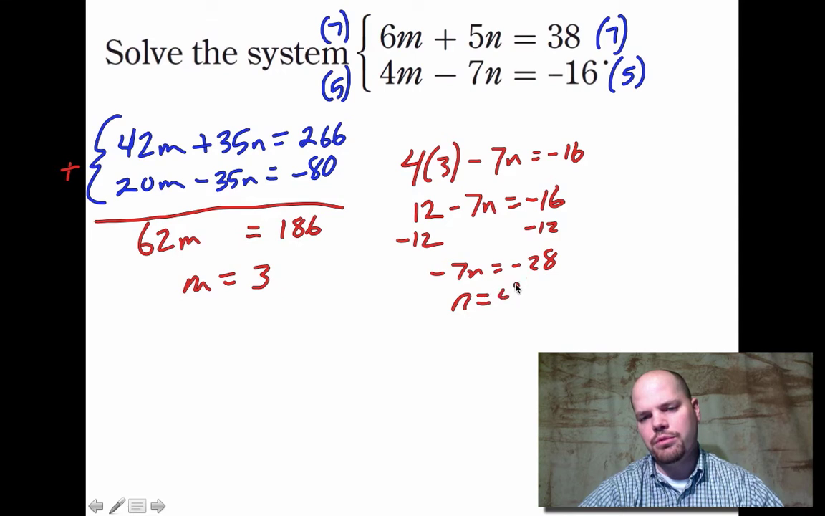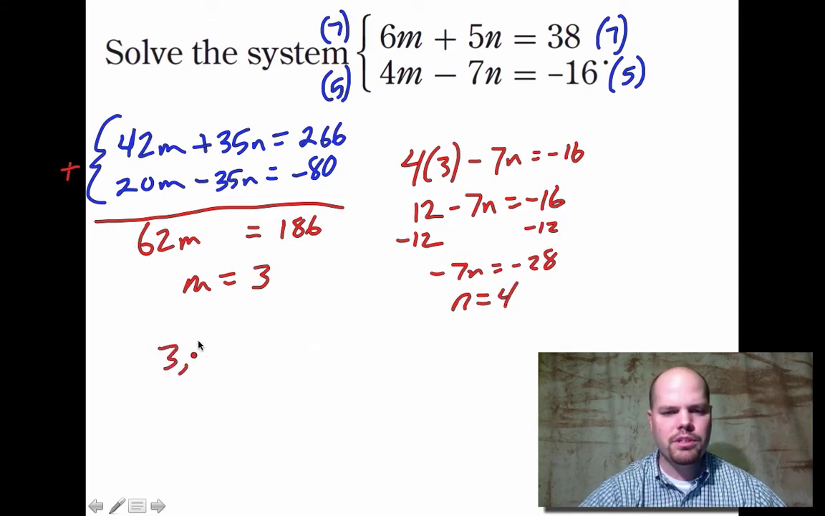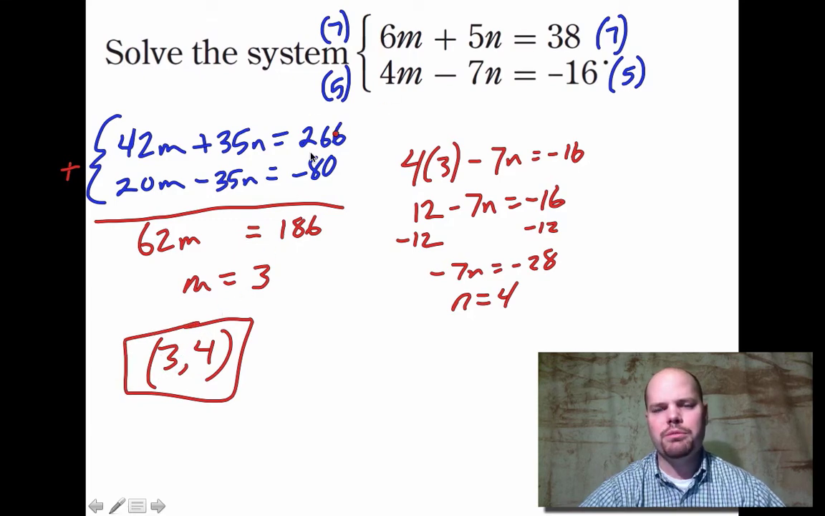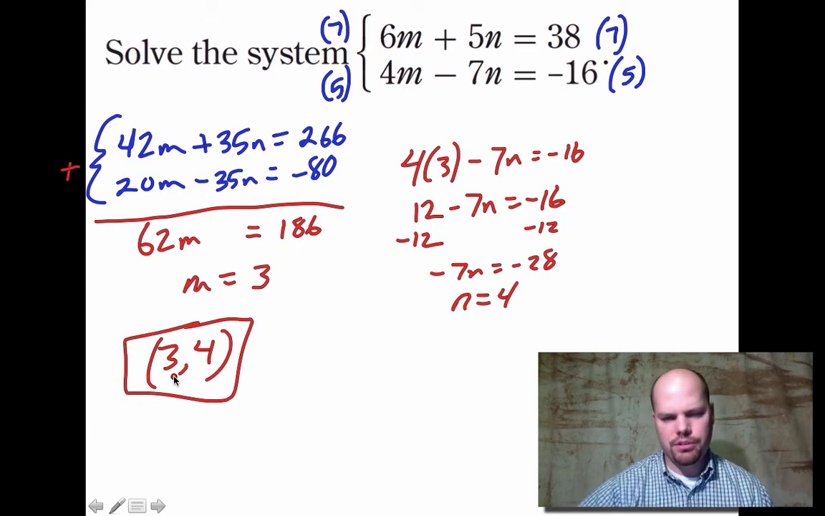So n equals 4. So the solution would be (3, 4). m and n are 3 and 4. Plug those back in and make sure they work, and they should.